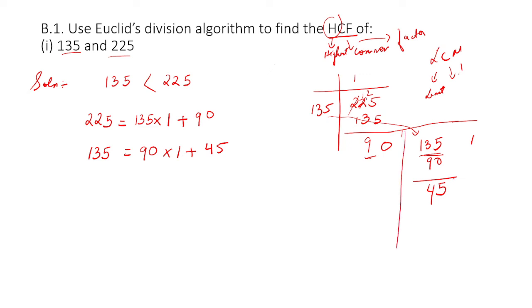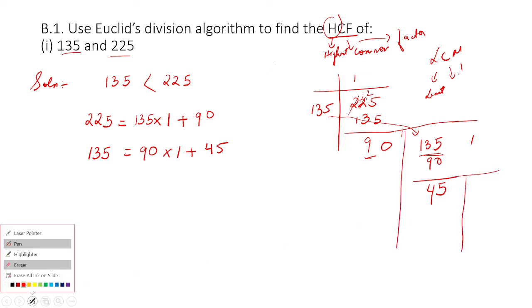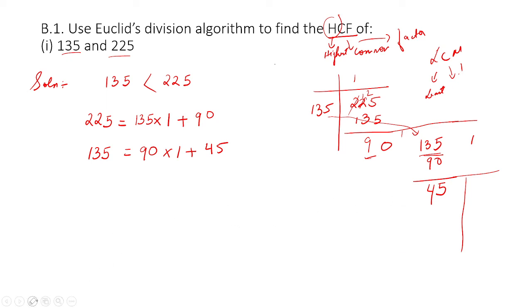So 45, now 45, we'll do it till this much. Now what should be your dividend? Your new dividend should be this. Okay, 90 again. See, first it was 135, next this. So we're going to be dividing 45 with this. In fact, 45 2 times is 90.